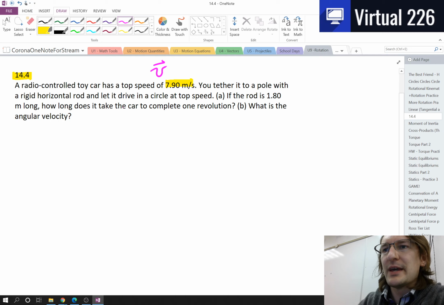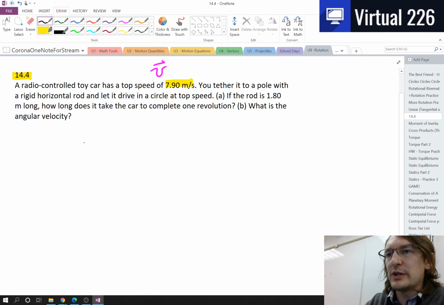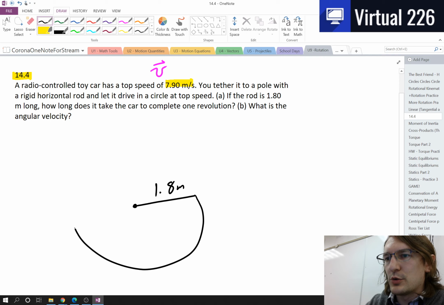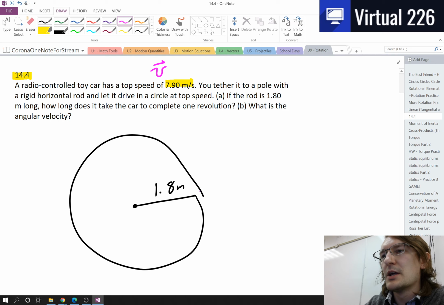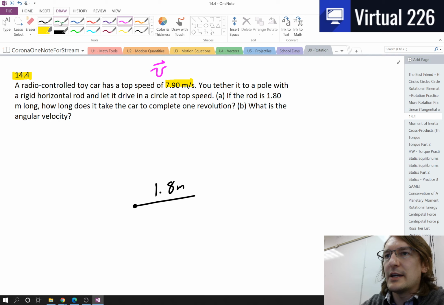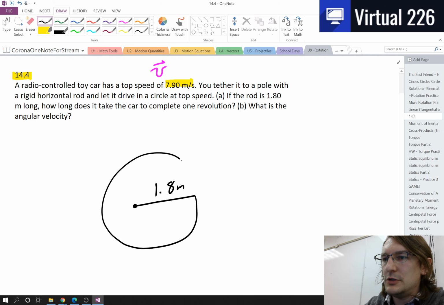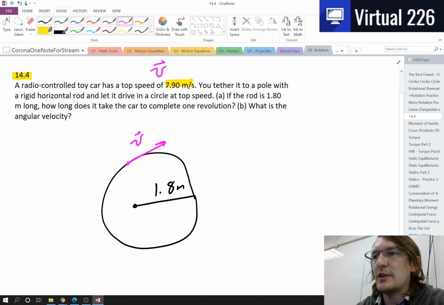So we tether it to the pole, and we let it drive in the circle as we kind of saw in the video. Now, the rod that we've attached it to is 1.8 meters long. So what we have here is the center of the pole. The rod is 1.8 meters in radius, and then our car is going to go around in a circle. Probably a better drawn circle than that one, but a circle nonetheless, okay? So this velocity that we have here is a tangential velocity. If we do draw a slightly better circle, this tangential velocity is the velocity tangent to this curve. It is the linear velocity here.